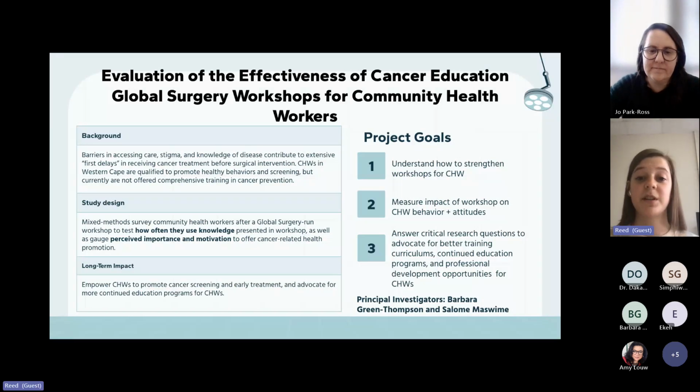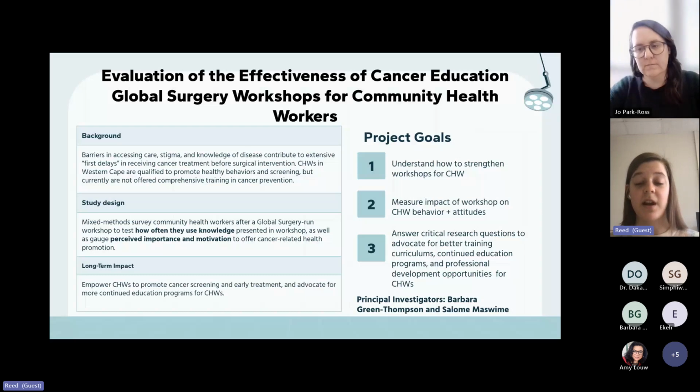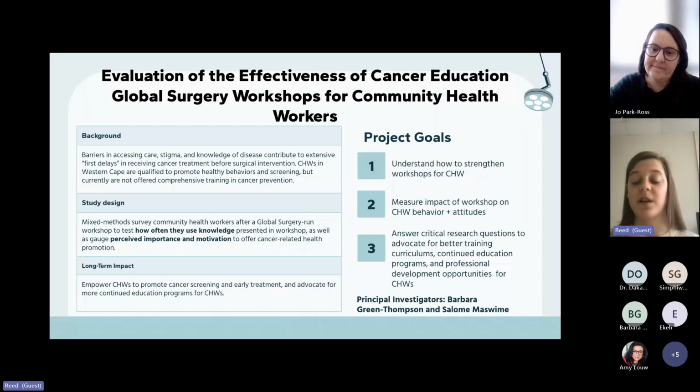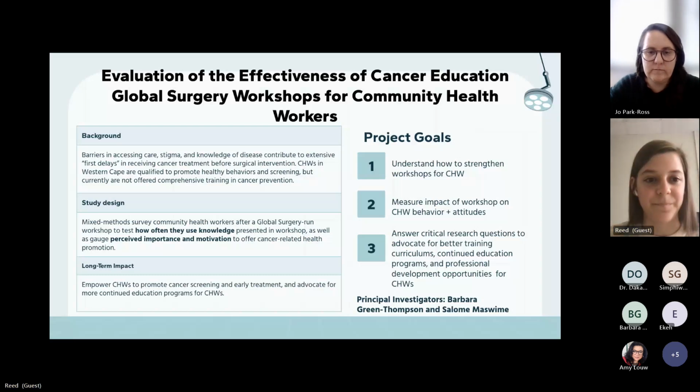And the overall goals of the project are to understand how to strengthen these trainings for community health workers, measure the impact of the workshops on community health worker behavior, as well as their attitude towards the workshop, and address a critical research question of how to better advocate for training curriculums for community health workers, as well as continued education programs and develop better professional development opportunities in general.